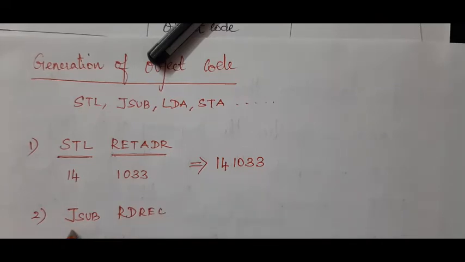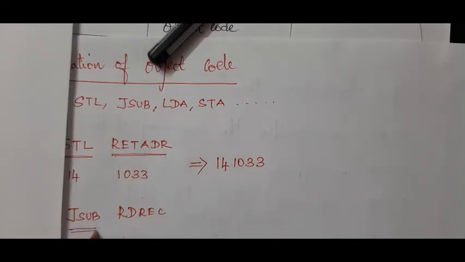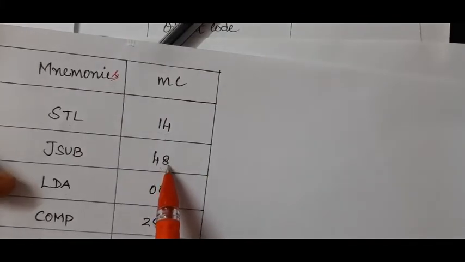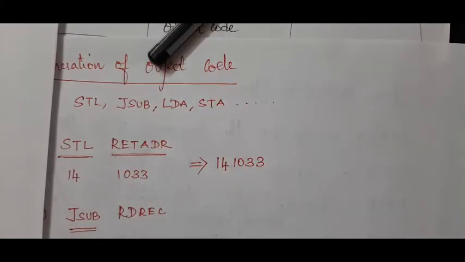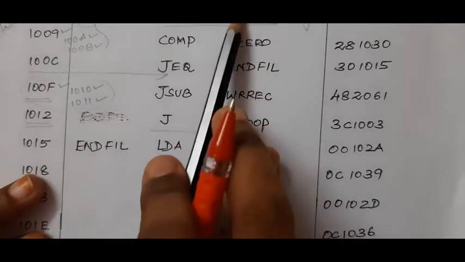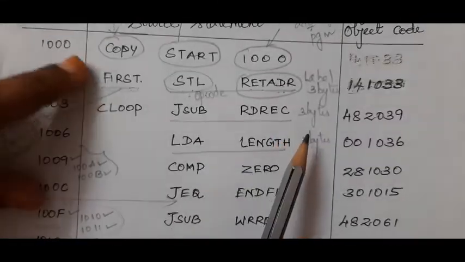RDREC. Okay, so JSUB is a mnemonic or an opcode. What is the opcode value here? Opcode value is 48, so write the 48 here. Okay, read record is nothing but a label. We have to search where the label starts here. Shall we search read record? So here the label starts.